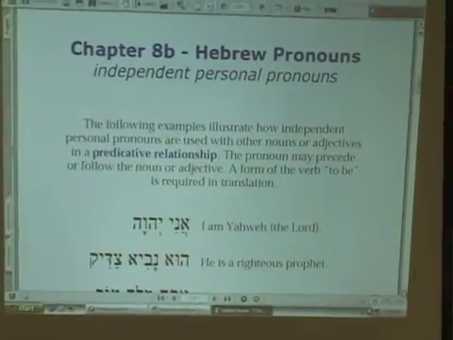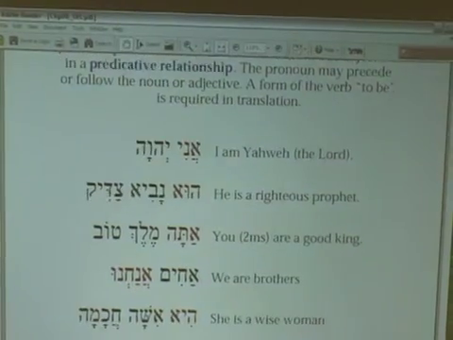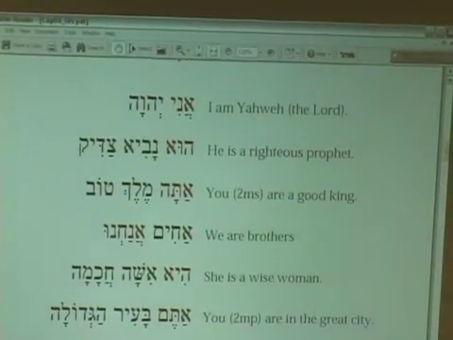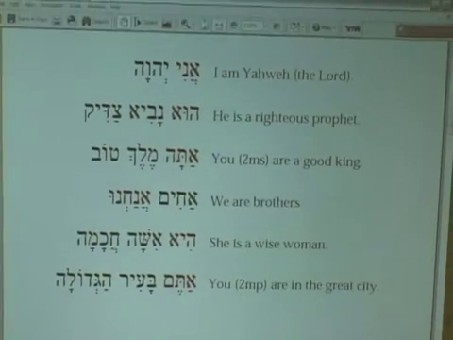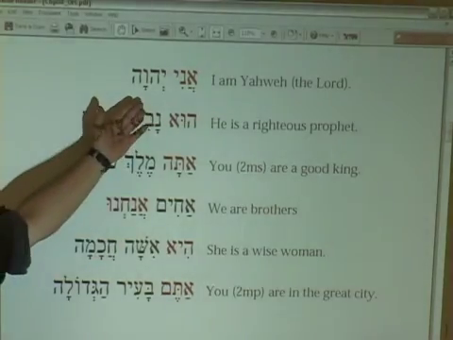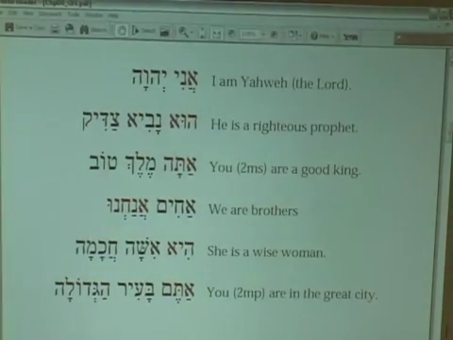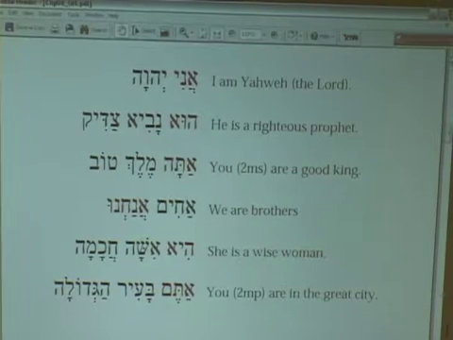So how is the independent personal pronoun used? Let's look at this little section here in the context of a sentence. Ani Adonai. We always read this as Adonai in order not to mispronounce God's name or violate that commandment. I am the Lord.